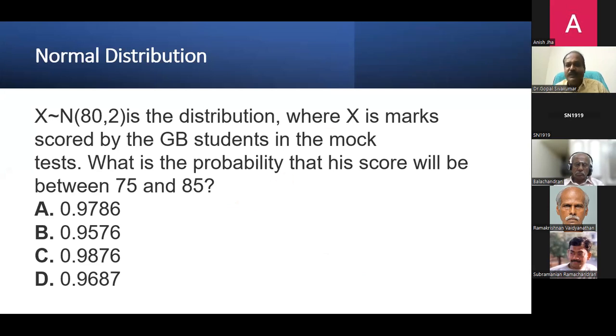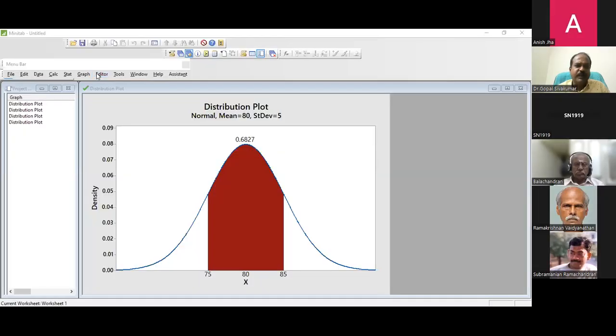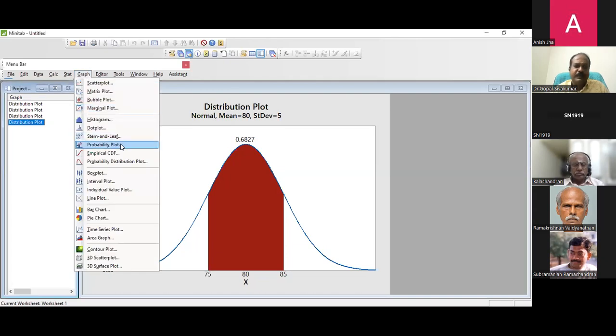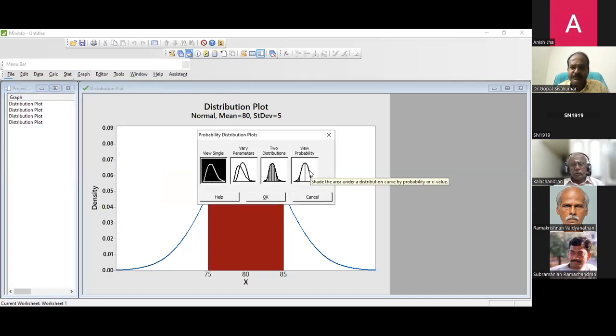Tell me, how will you do it? How should we do it? Let us try. What is the chance for a student to pass the exam? Can one of you guide me? Where should I go? Graph, Probability Distribution Plot, then View Probability. Okay.